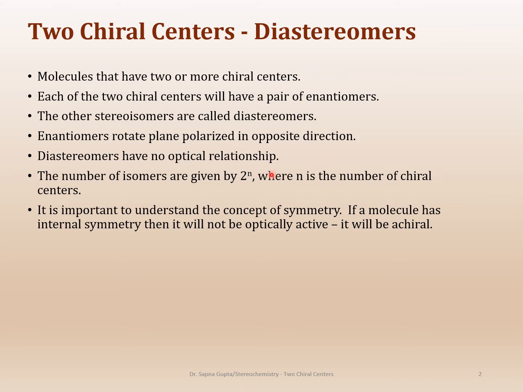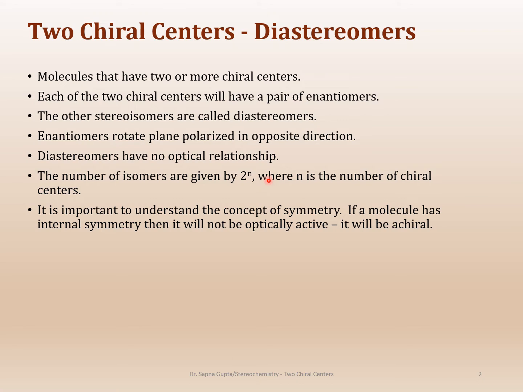The number of isomers that are formed according to the number of chiral centers is 2 to the power of n. n is the number of chiral centers that you have. So for example, if you had only one chiral center, you would have two stereoisomers, which two of them are going to be the enantiomers. If you have two chiral centers, then the number of stereoisomers you will have is 2 to the power of 2, which is 4, which is perfect because each of the chiral centers is going to have its enantiomer. So you have 4 compounds.